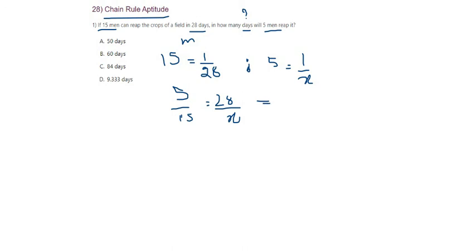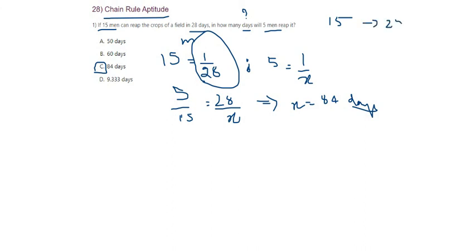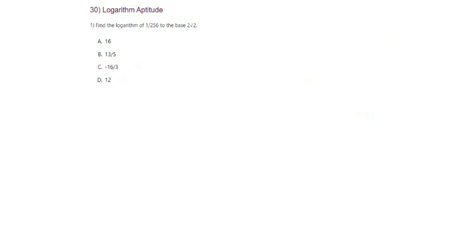So when you simplify this, x is equal to 84 days, and your answer will be C. So always remember, you have to inverse it. Don't blindly do it like 15 is for 28 days, and for 5 it is how much, doing the butterfly multiplication and getting the answer as 9.33. You also have that option, but this is not the correct way to solve this problem.